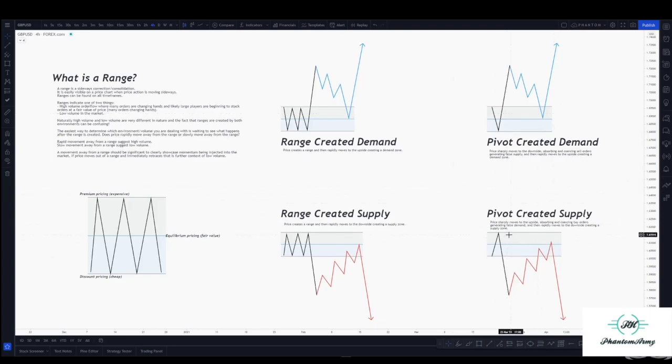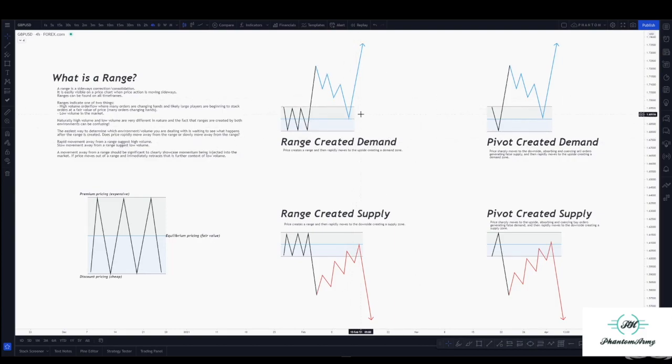Now, if we flip over to the supply side on a pivot, we get a sharp move to the upside followed by a rapid expansion to the downside. Again, we're not trying to catch that expansion to the downside. What we're simply doing is marking out our supply zone and waiting for price to return back to that supply zone. The range and the pivots are the footprints of institutions, or the footprints of large orders being created in the markets. We simply don't need to guess. We just wait for these footprints to develop, and then we wait for price to return to these areas.